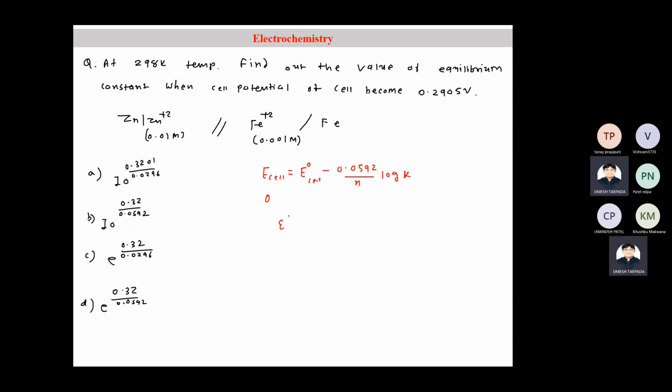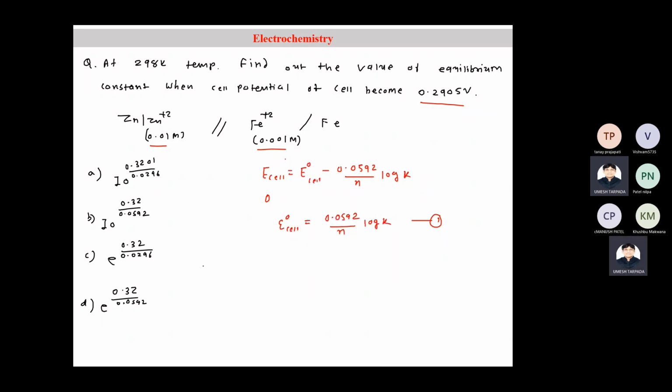This E0 cell comes on this side, so E standard is equal to 0.0592 upon n log K. This is the equation. But see, E standard is not given to you. E cell is given definitely, and the concentrations are given. So you can use the Nernst equation and first find out E standard and then go for the calculation of K.